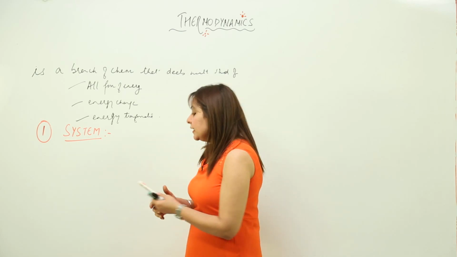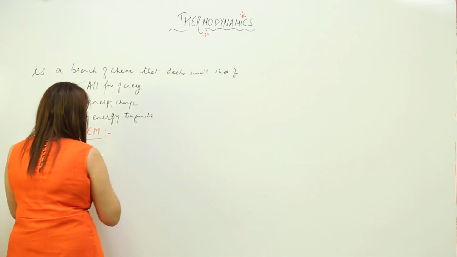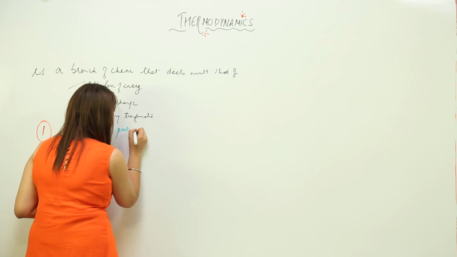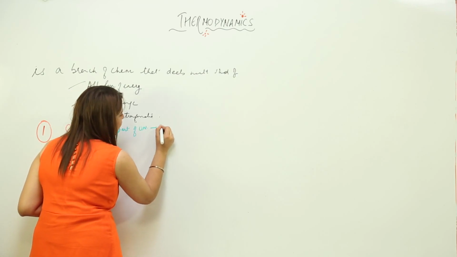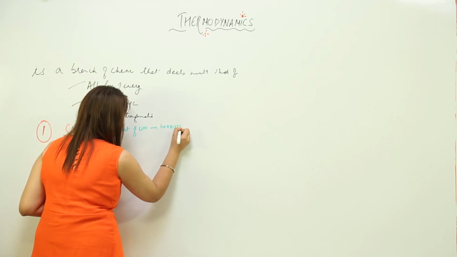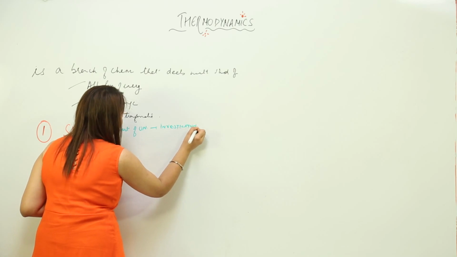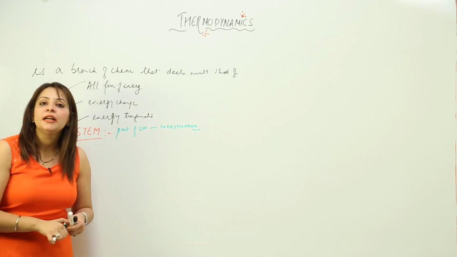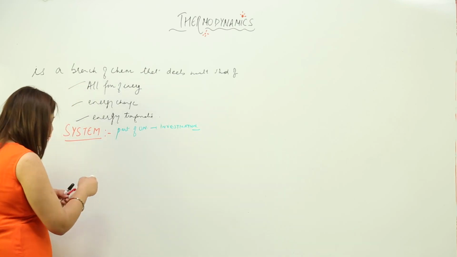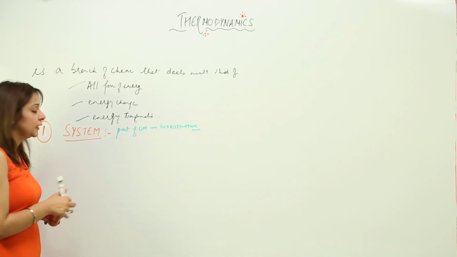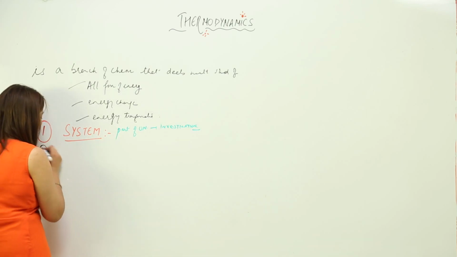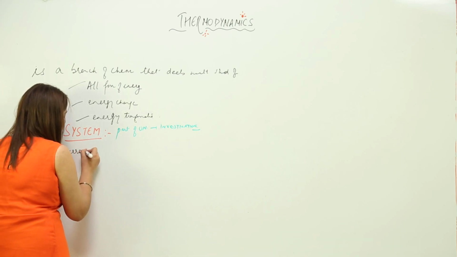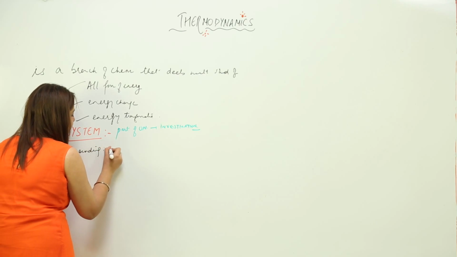So system is a part of universe which is under investigation, which we are going to observe. Apart from the system, everything which is around it is the surrounding. Apart from the system, everything that is present is the surrounding.